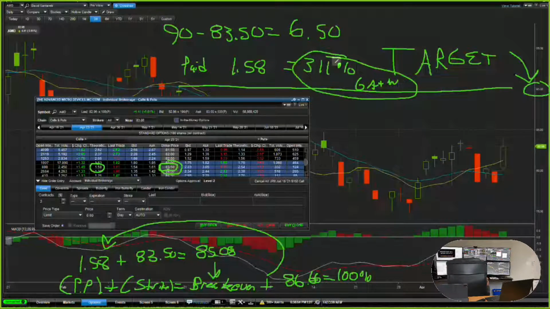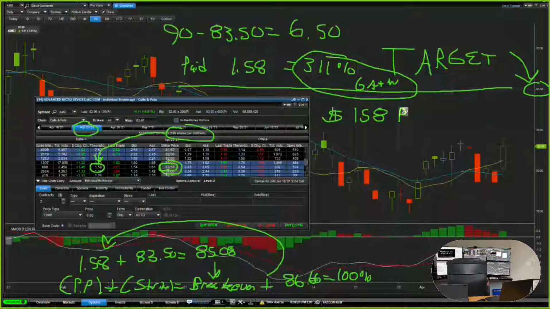So that's a 311% return if you pick up this 83.50 strike call for $1.58 for the April 23rd expiration and it hits that $90 target. You're going to make a 311% gain. Now, remember what I said, there's 100 shares per contract. So this is a much cheaper contract for you. This is only $158 per contract.